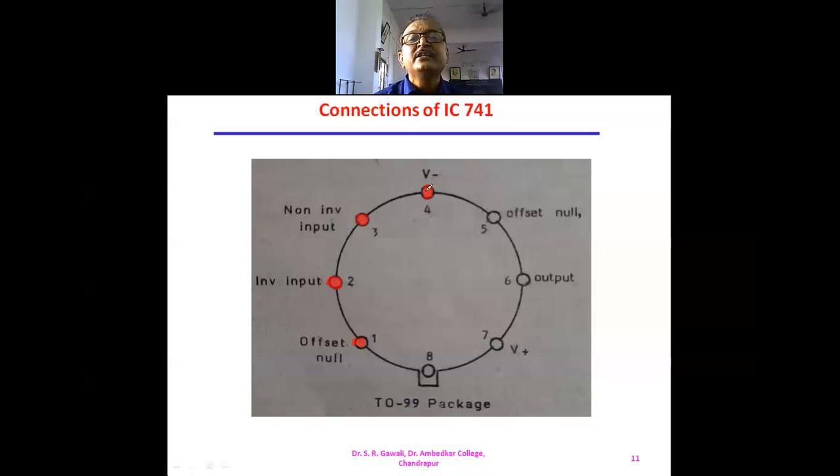This dual power supply is used in the operational amplifier, and a minus VCC is given to the terminal number 4. Then pin number 5 is the offset null. Pin number 6 is the output of the operational amplifier, and pin number 7 is the plus VCC, means positive power supply is applied to point number 7 of the operational amplifier, and pin 8 is, for the TO-99 package, not connected to anywhere. Okay, so this is about the connection of the IC 741.